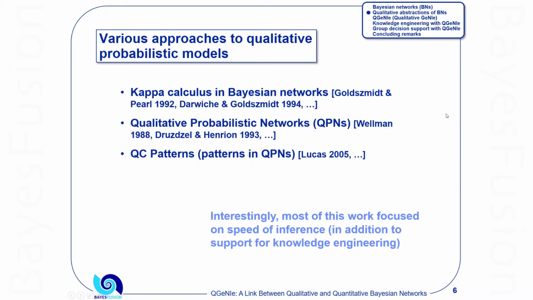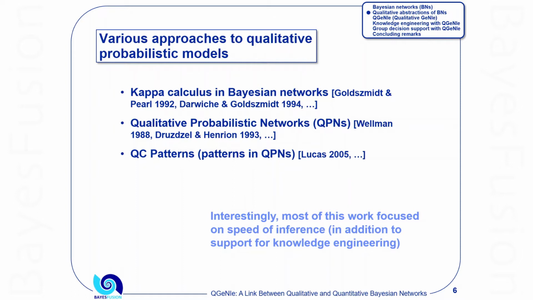From the very beginning, there was interest in abstracting Bayesian networks to qualitative schemes. There were two main reasons for that. First is the difficulty in obtaining numbers. So why can't we specify networks in a qualitative way? The second is the difficulty with inference, which is NP-hard in the worst case. So qualitative schemes can be much faster.